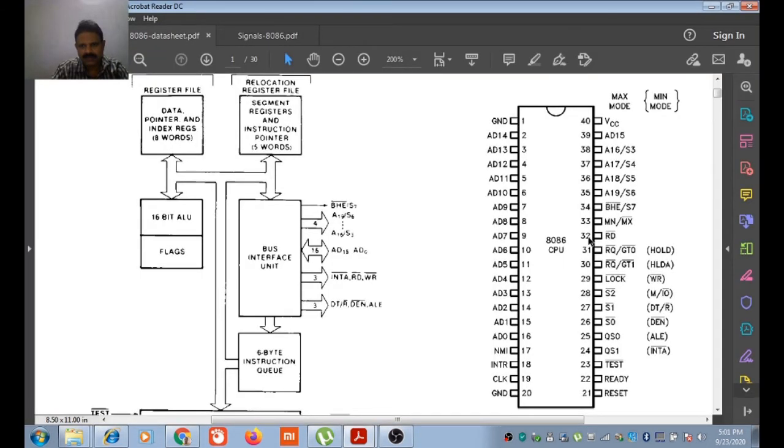In pin number 32, RD bar, this is an active low output signal. A 0 on this line indicates that the CPU is reading memory or an IO device. In pin number 23, TEST bar, this is an input signal that is tested by the WAIT instruction, commonly connected to the 8087 coprocessor. As TEST switches to 0, that is when an active low appears on the pin, execution resumes with the next instruction in the program.